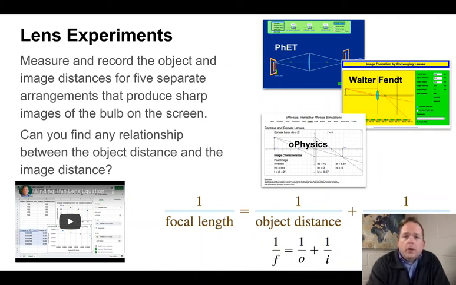If you poke around on the internet, you're going to find 3 or 4 other ways people do this. Some people use S and S prime, or little d_i and d_o symbols, but they all ultimately mean the same thing. The reason this is called a thin lens equation is it's predicated on the assumption that light only bends once when it goes through a lens.